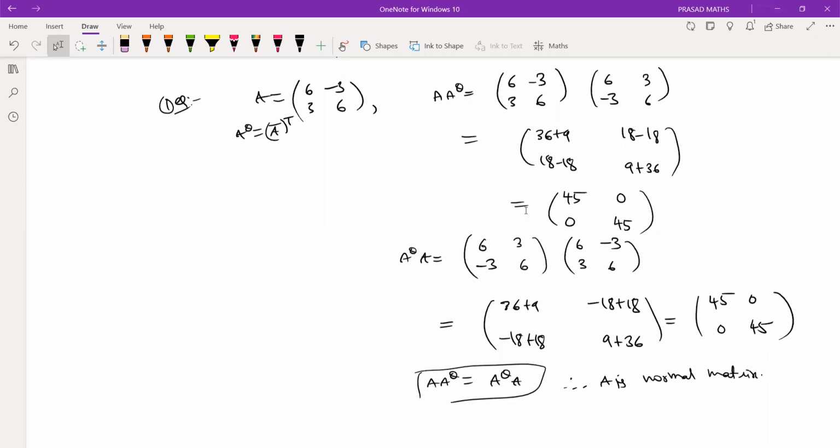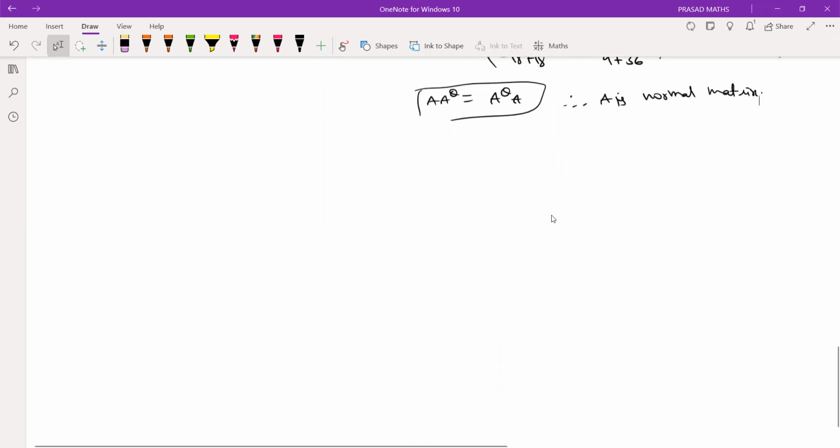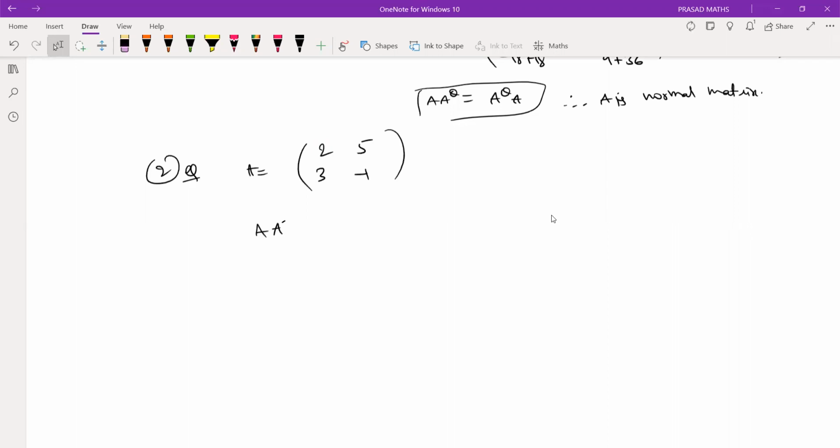Right? Similarly, you can check this. So can you give an example for a not normal matrix? Suppose you take A equals 2, 5, 3, minus 1. So A into A theta is A. A is nothing but the matrix itself, 2, 5, 3, minus 1. And what is this? 2, 5, 3, minus 1.